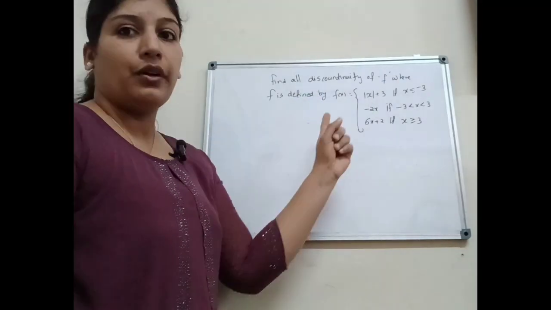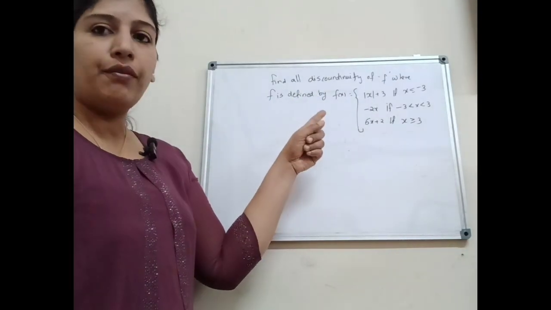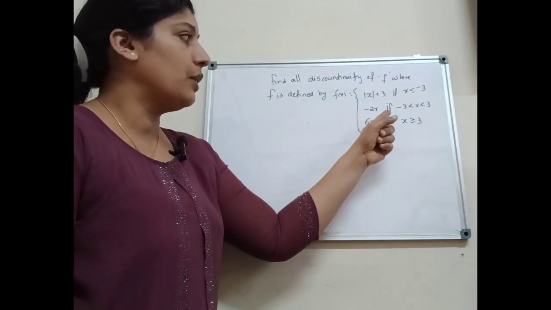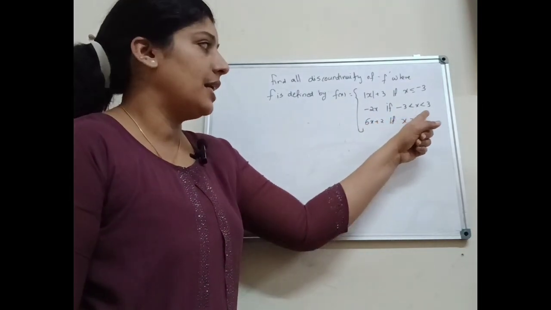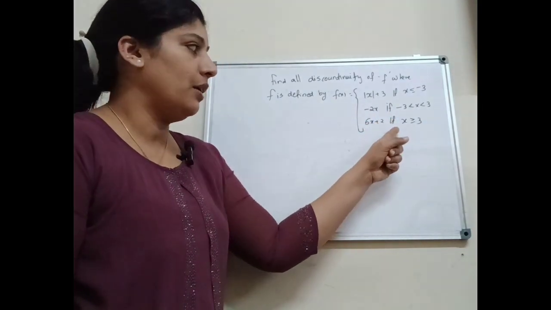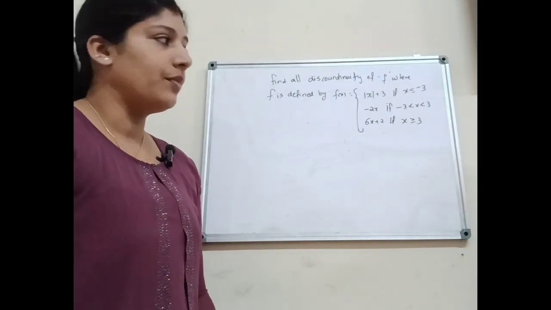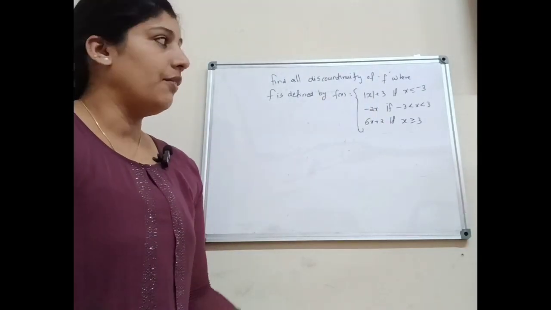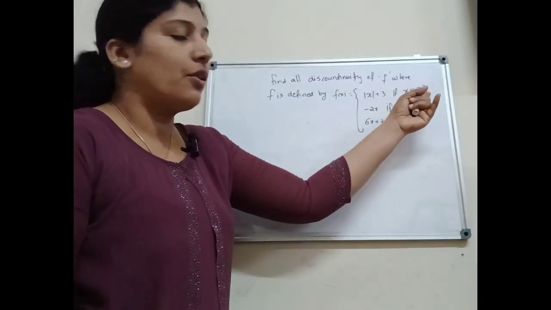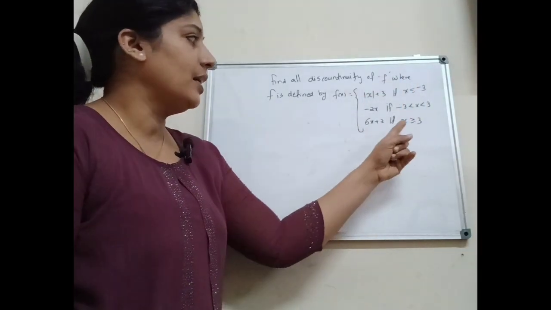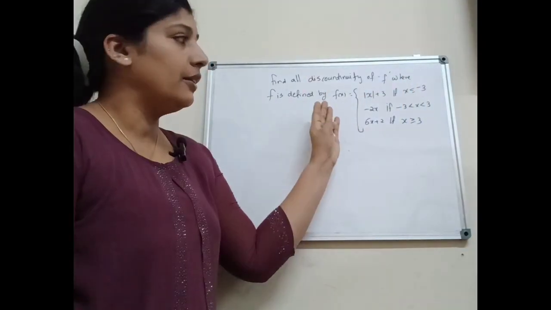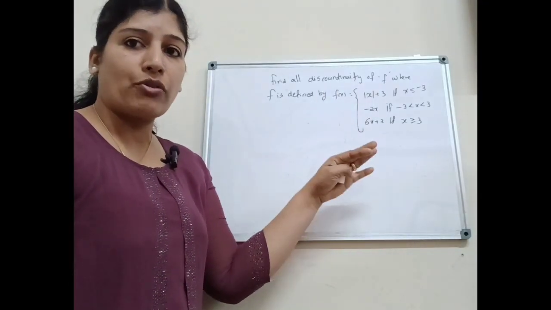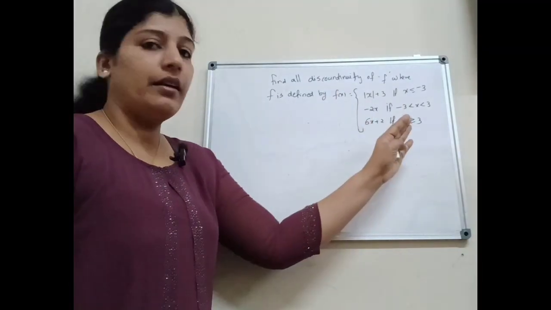Find all discontinuities of f, where f is defined by f of x equal to mod x plus 3 if x is less than or equal to minus 3, minus 2x if minus 3 is less than x less than 3, and 6x plus 2 if x is greater than or equal to 3. Here the given function f of x is a polynomial function. Here we have to consider x less than or equal to minus 3 and x greater than or equal to 3. Here the domain lies between minus 3 and 3, that is, x belongs to the open interval minus 3, 3.